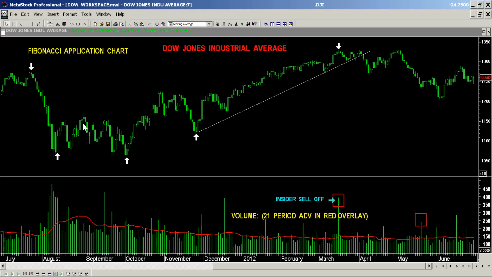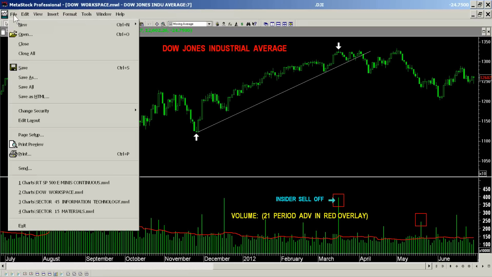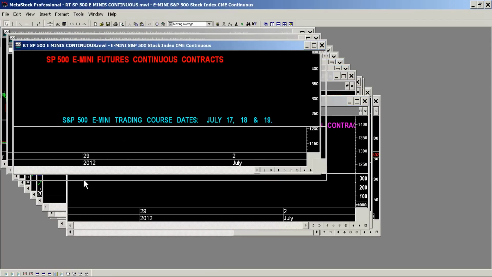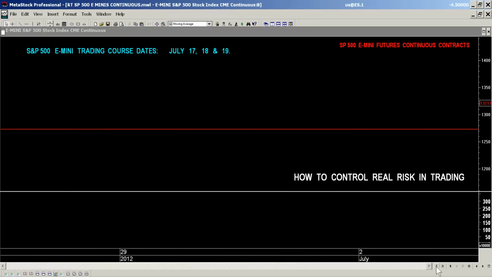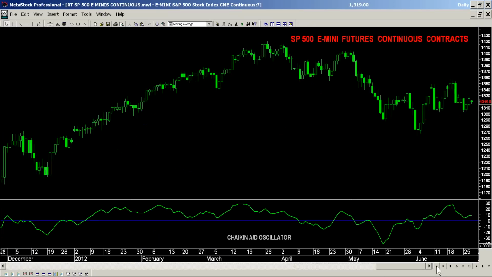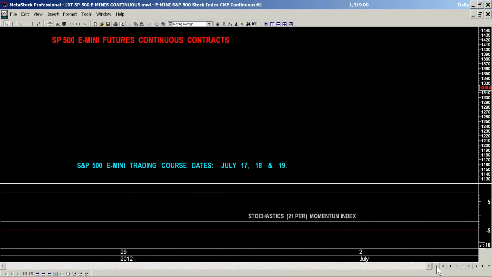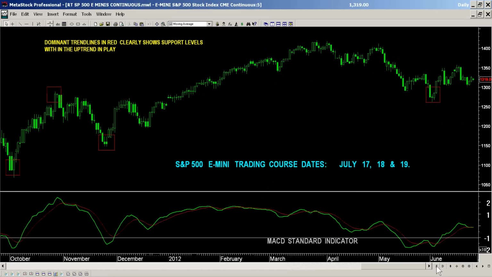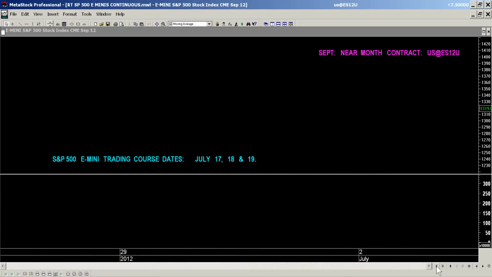Okay. So let's get out of the Dow Jones Industrial Average. I'm going to open up the continuous contracts on the S&P 500 E-mini market because this is the primary market that I teach you how to trade, to really trade for a living. Okay? All right. Here we go. And these are all real-time charts, so I'm going to refresh these real quickly to make sure that the data coming through is on the money.